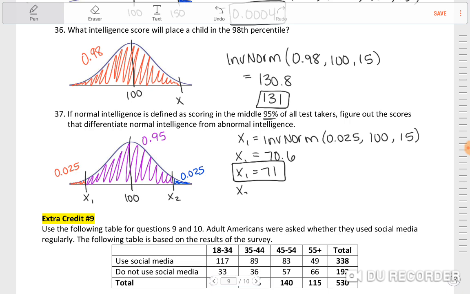And then for x2, I have to do inverse norm also, but my area to the left of x2 is all the purple region plus the red region. So that's going to be 0.975. Okay, when we calculate that, we should get 129.4, which we can round to 129.